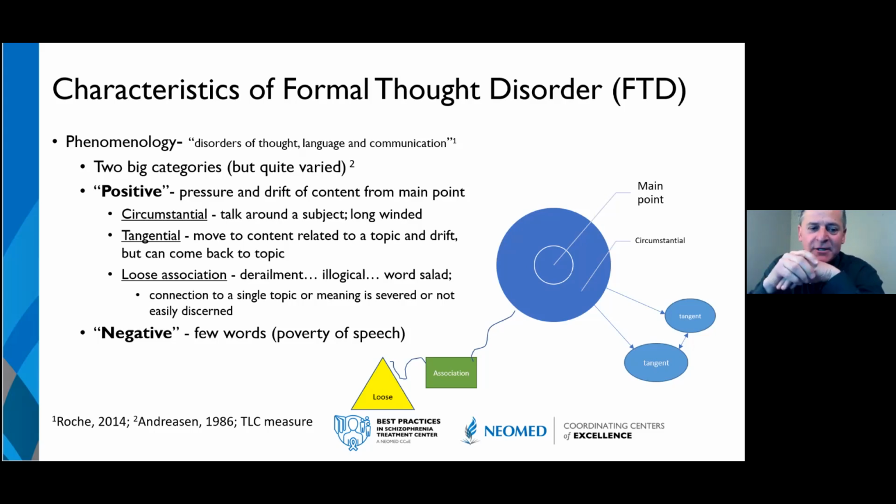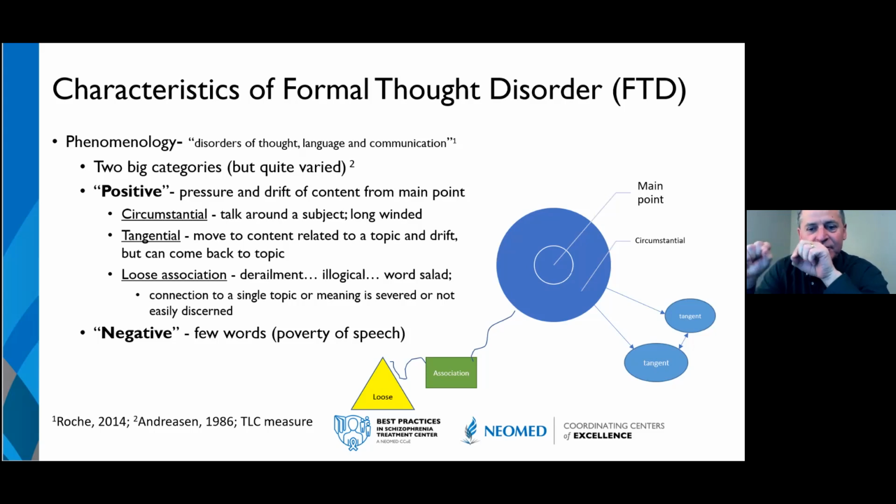But I'm just going to talk about the first category, positive, and the drift from the center or drift from a main point. So if the center of the bullseye to the right there is the main point, if a person's talking around the point, that's called circumstantial thinking. And that's not necessarily clinical. It happens with some regularity in regular populations. Somebody that's long-winded, adds unnecessary details, doesn't get to the point. That's circumstantial thinking, looping around there.